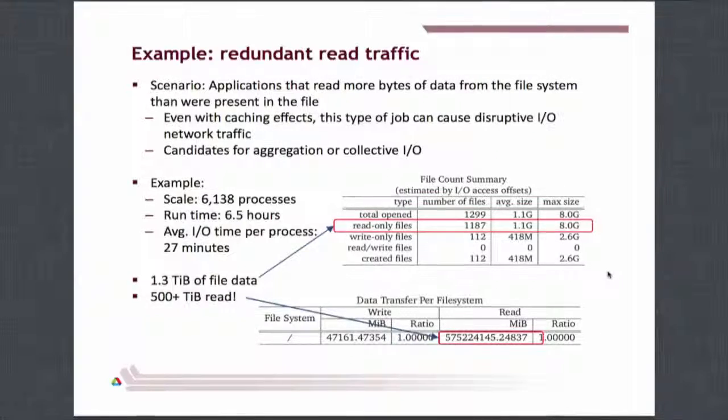In this case, we knew that based on the number of files this application was using, it's 1,000-something files. They're a gigabyte each on average. So there's a little over a terabyte of data that the application can read in. That's all there is. But when we look at the amount of data that was actually transferred in another table on that job summary screen, we saw that it read 500 terabytes from the file system. There's only 1 terabyte there, but it's moving a lot more than that. And the reason for this is that many of the application processes were reading the same data.